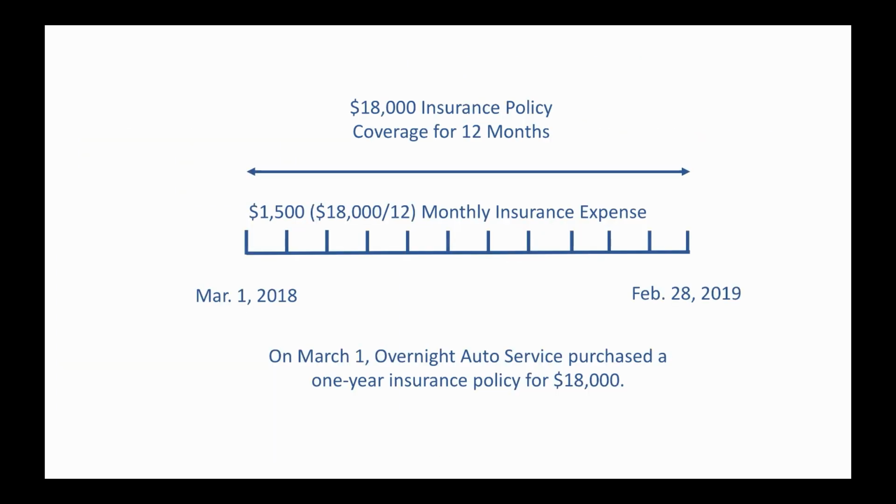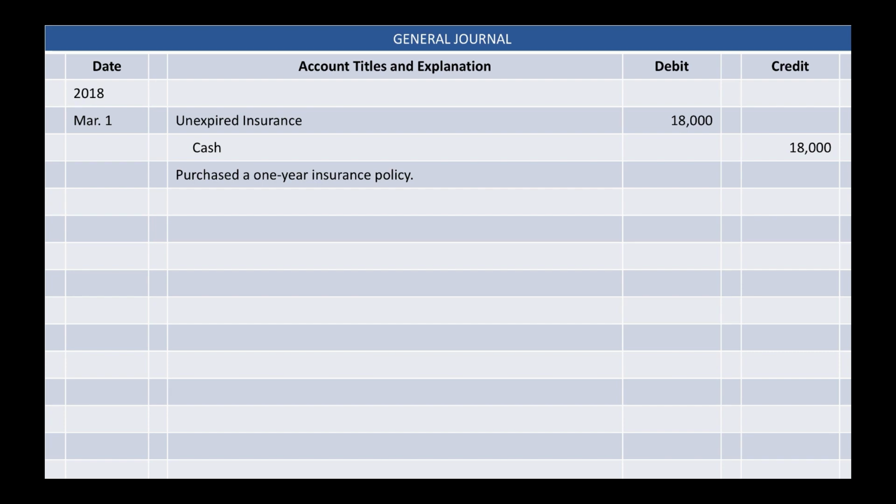Assume that on March 1st, Overnight purchased for $18,000 a one-year insurance policy providing comprehensive liability insurance and insurance against fire and damage to customers' vehicles while in Overnight's facilities. Therefore, 1/12 of this cost, or $1,500, is recognized as insurance expense every month. Here is the entry made by Overnight on March 1st to record the purchase of the policy. A debit or increase is made to the asset unexpired insurance, and a credit or decrease is made to the asset account cash for $18,000.